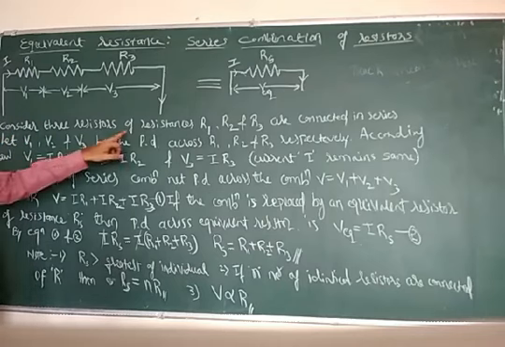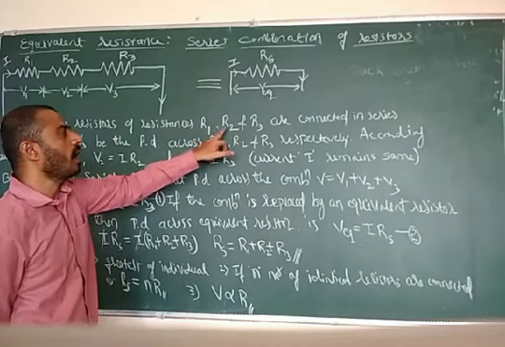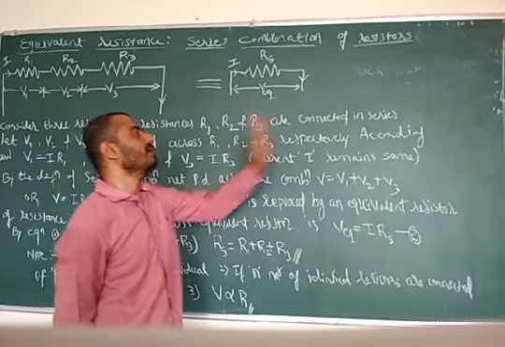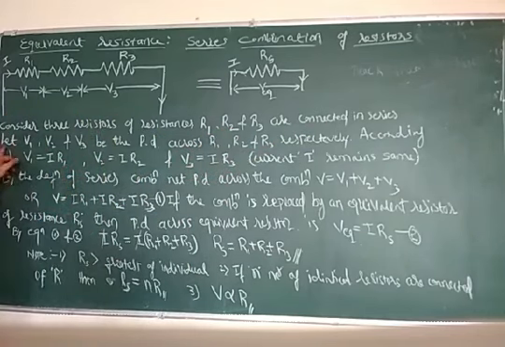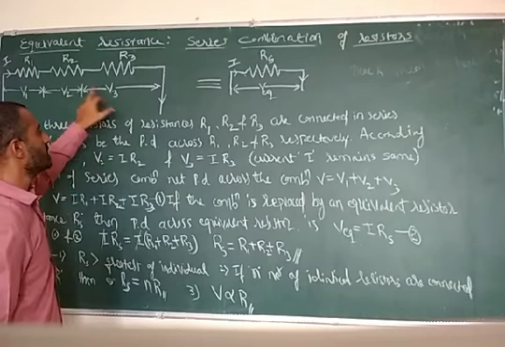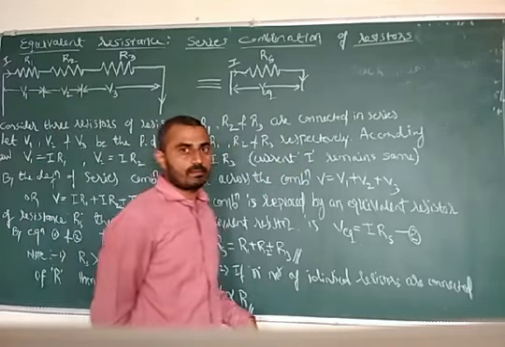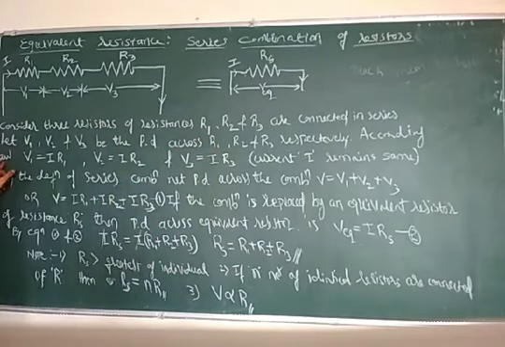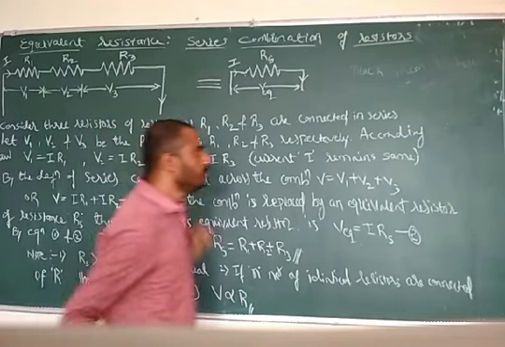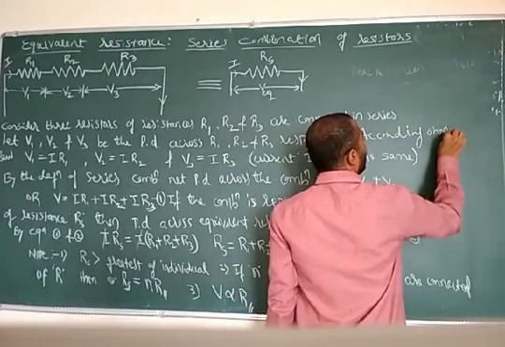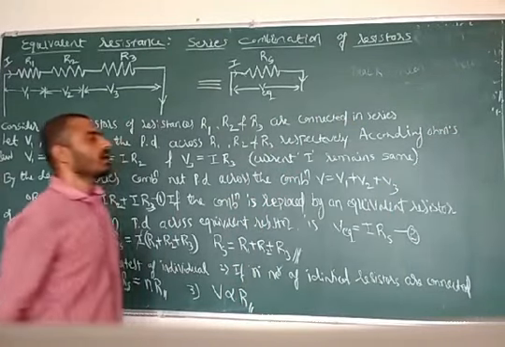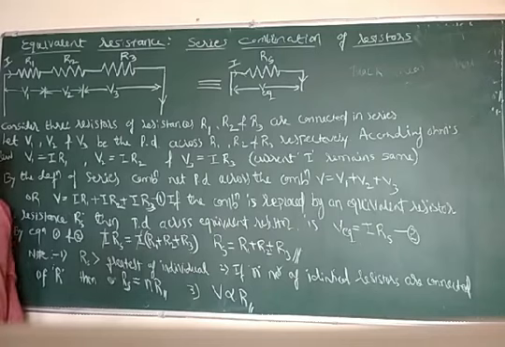Consider 3 resistors of resistances R1, R2 and R3 connected in series. Let V1, V2 and V3 be the potential differences across R1, R2 and R3 respectively. According to Ohm's law, we know Ohm's law states that current flowing through a conductor is directly proportional to the potential difference maintained across its ends. V is equal to I into R.